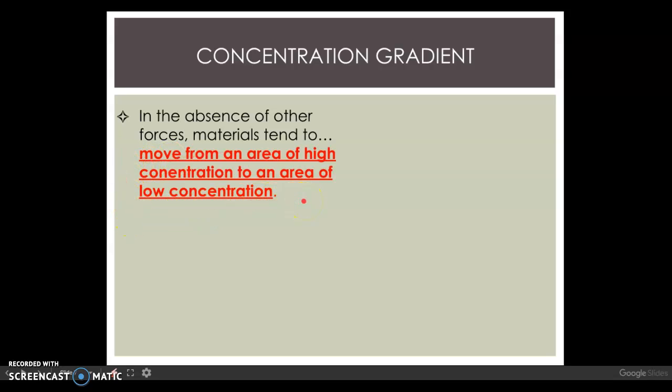I want you to think about perfume and cologne for this example. When you spray perfume, right next to you, there's a high concentration of those perfume molecules right next to you. Eventually, those perfume molecules will spread out, and maybe somebody on the other side of the room will be able to smell those molecules. This is taking those perfume molecules from a high concentration to an area of low concentration on the other side of the room where there were no molecules.